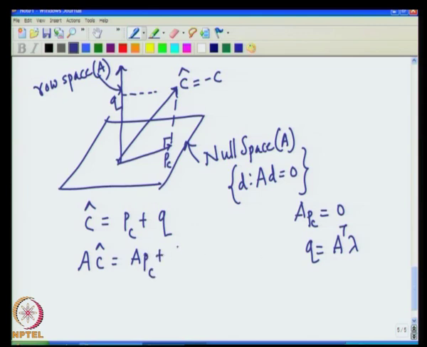plus A Q is nothing but A transpose lambda. Now, this quantity is 0. So, therefore, since A is a full row rank matrix, we can write lambda to be A A transpose inverse A C hat. So, this is the value of lambda that we get.